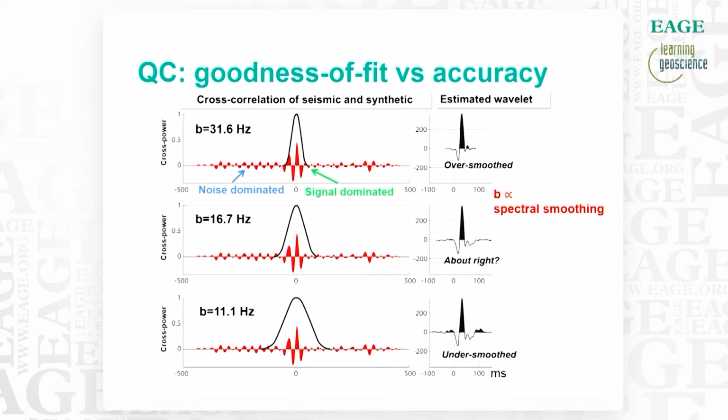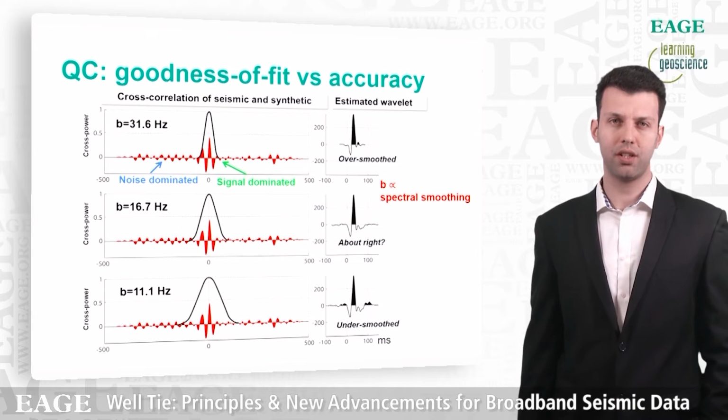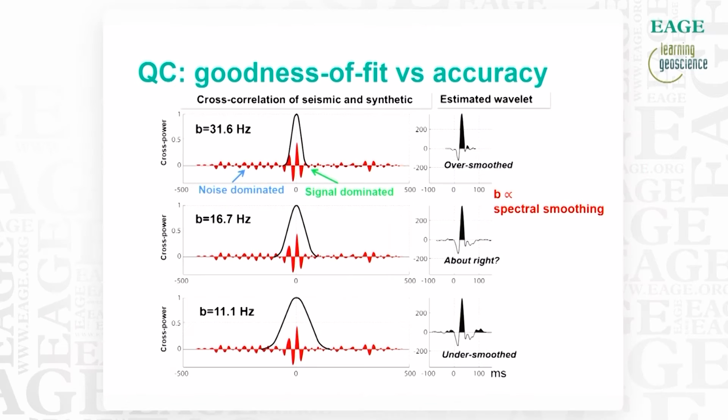As I said earlier, cross-correlation or cross-spectra are the ones often used in any computation for estimating the wavelets. Here is an example of why it matters and why we have to QC the goodness of fit and accuracy. The cross-correlations are shown in red. We often apply a taper to those. The central part of the cross-correlation is dominated by signal, and the lobes are usually dominated by noise.